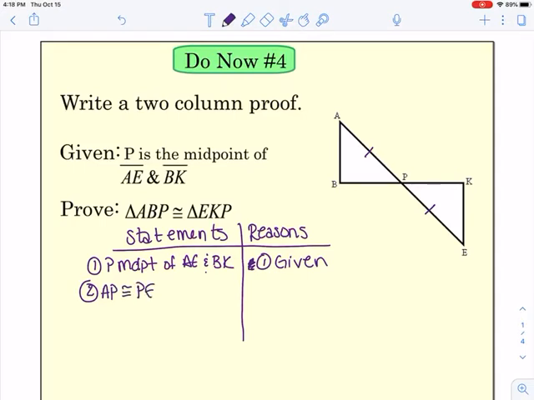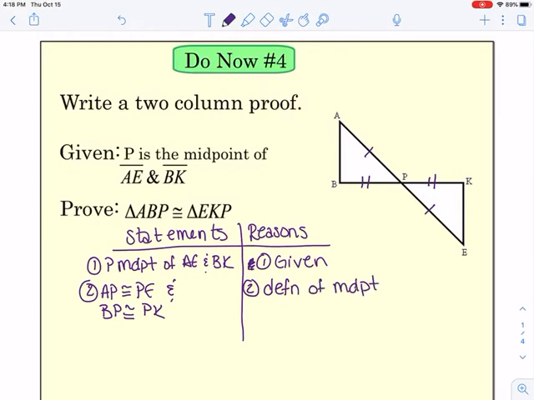And in the same statement, we can do the other midpoint. You can split it up into 2 different statements and reasons. It's completely up to you. But P is also the midpoint of BK. So that means that BP is going to be congruent to PK. So I'm going to say, and BP is congruent to PK. And again, that's because of the definition of midpoint.